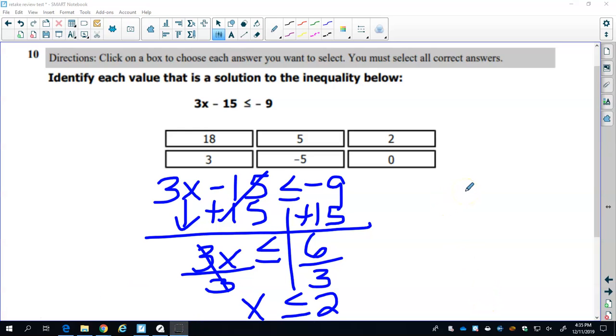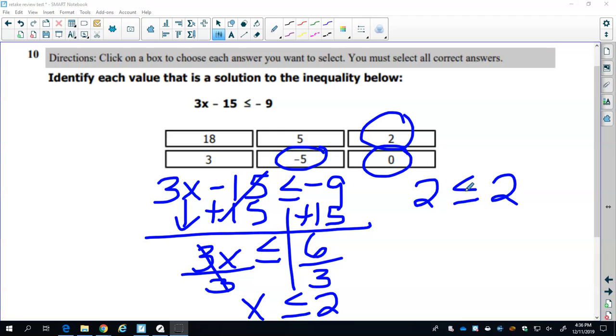So now I'm looking for all of the answers that are less than or equal to 2. So 2 would be a solution, because 2 is less than or equal to 2, it's actually equal. So it's a little different than the last problem. And then I'm going to identify all of the other numbers that are less than or equal to 2. 0 is less than or equal to 2. Negative 5 is less than or equal to 2.